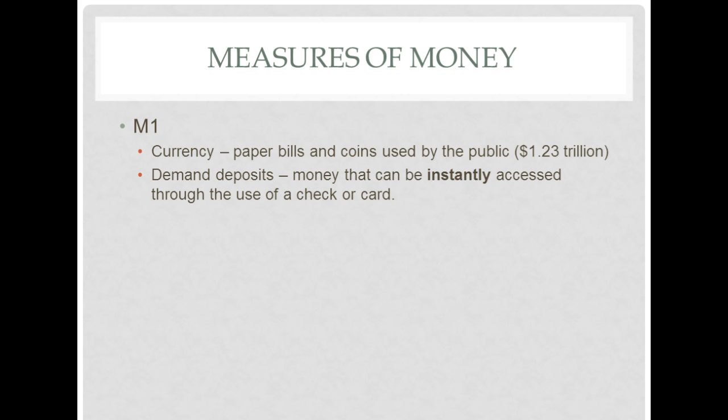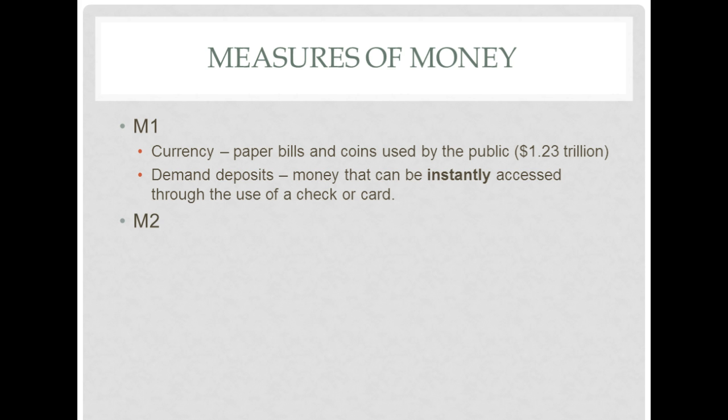The key to M1 is that whatever is included in M1, whether it's currency or any type of demand deposit, has to be instantly accessible at a cash register. When you're at a store, you need to be able to instantly purchase things with it. That's M1. Now, a very close cousin of M1 is what's known as M2.